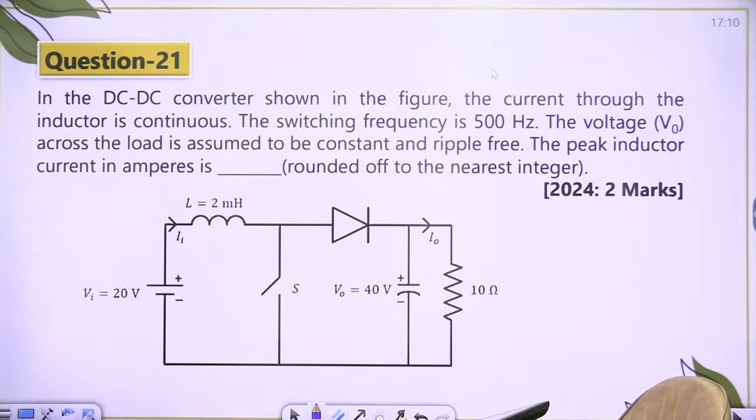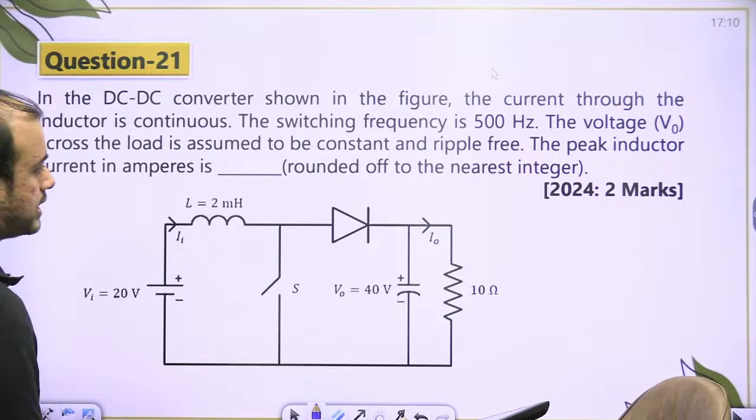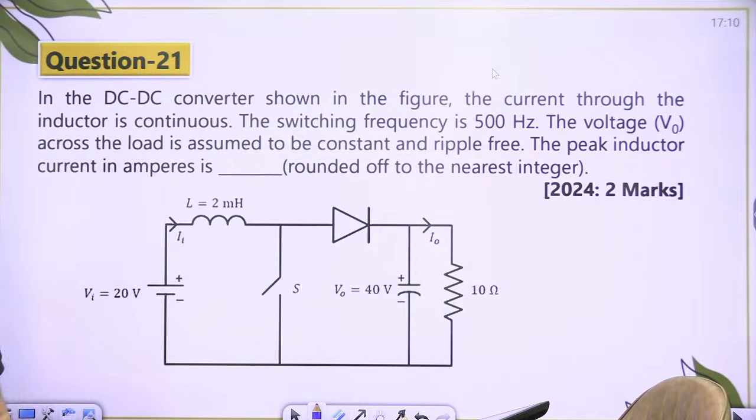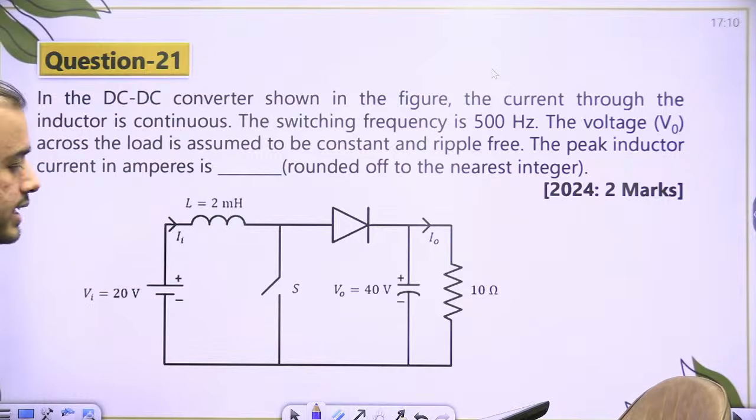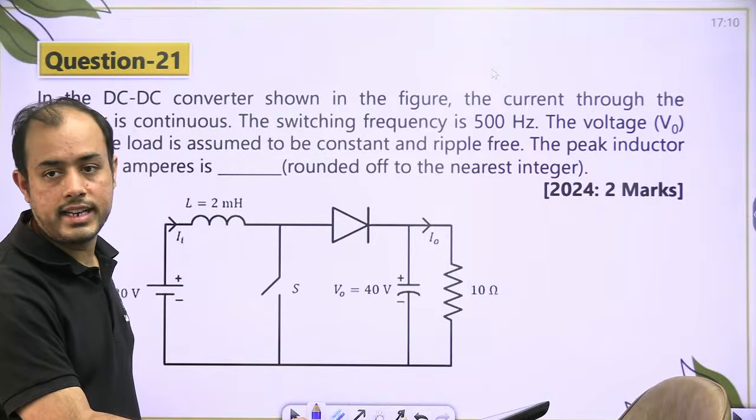Very good. Come on, next, peak inductor current. I want to know the peak inductor current. This is a boost converter. Come on, everybody. So you can see every year they are asking questions from the chopper. So chopper is very important. Okay.